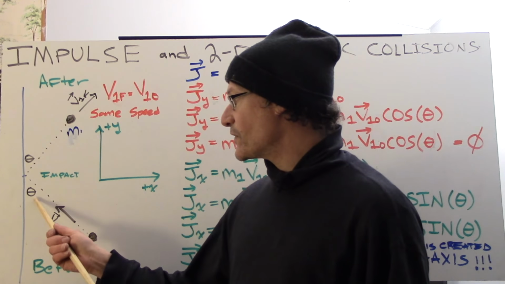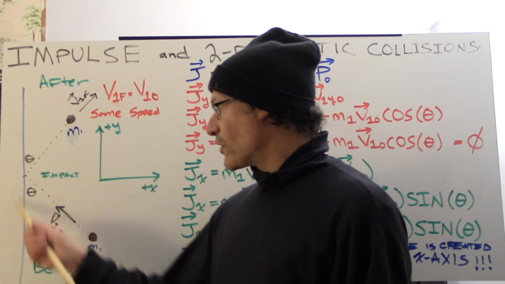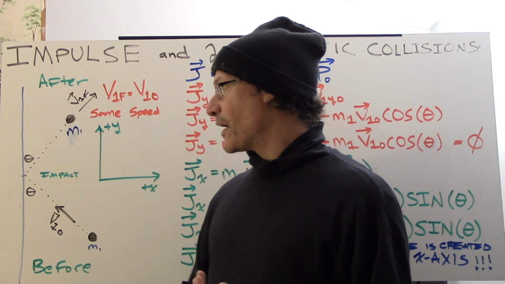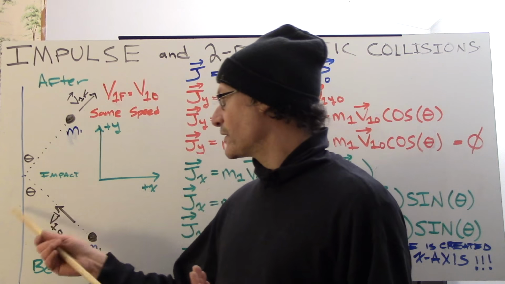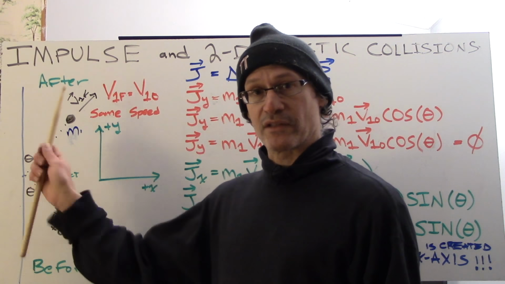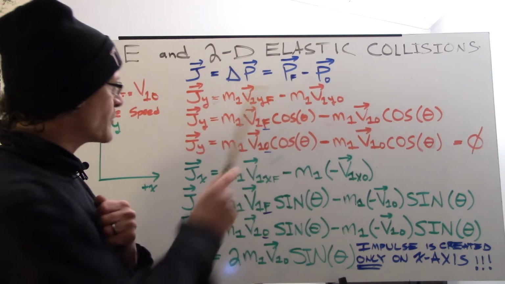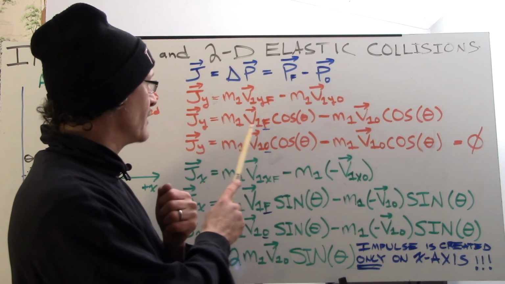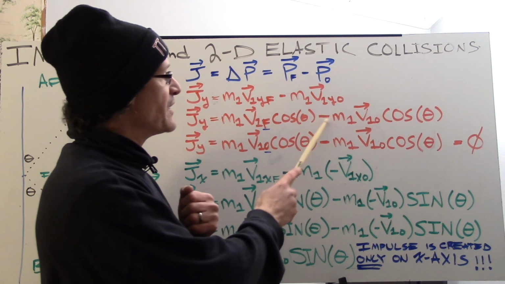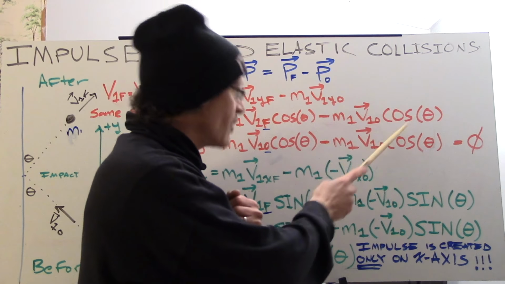I'm going to consider this angle such that over here, the adjacent side is cosine. That's heading in the y direction. That's vertical. So here we go. That's where the cosine comes from. So we've got m1 v1 final cosine theta minus m1 v1 naught cosine theta.